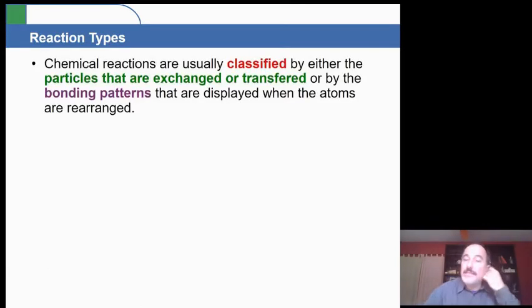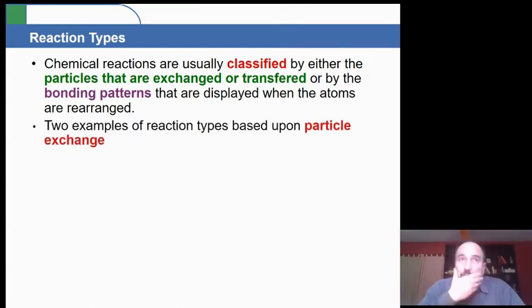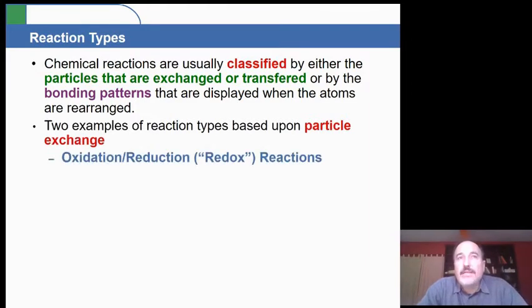All right, basically, there's two ways of classifying them. One is by the particles that are exchanged or transferred. The other is by the bonding patterns that are displayed when the atoms are rearranged. Now, two examples of reaction types based upon particle exchange. One of them is called an oxidation reduction or redox reaction.